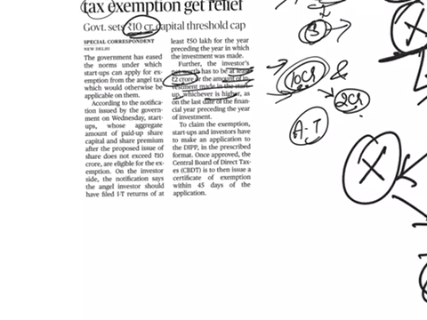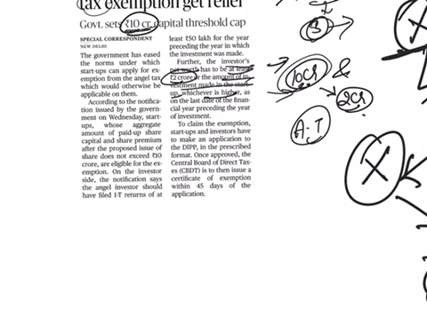And to claim this exemption, the startups and investors should file an application to the DIPP, Department of Industrial Policy and Promotion. Once it is approved, the Central Board of Direct Taxes will issue a certificate of exemption within 45 days of their application.